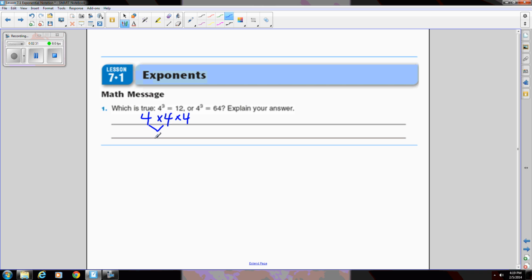Let's solve that now. We know our multiplication, so 4 times 4 is, I hope you're thinking 16. And we need to multiply it by that last 4. 16 times 4. And when you multiply that, you should get 64 as your answer. All right, explain your answer. Why is it not 4 to the third equaling 12? Why is that false? Well, I think what they did here is they did 4 times 3 and got their answer of 12. And really 4 to the third means 4 times 4 times 4. All right, I hope that makes sense.